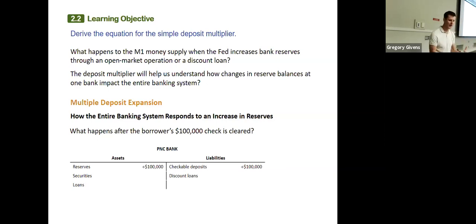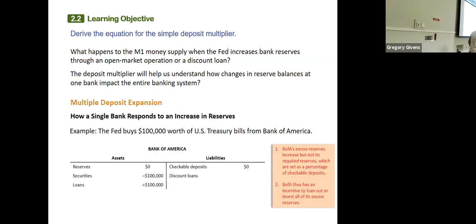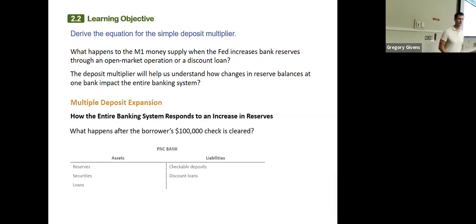Okay, so effectively, what has happened here is that Bank of America originally started with 100,000 worth of low interest securities. And through the process of loan creation, they've transformed those securities into $100,000 worth of higher interest loans. And that expands the money supply because it creates additional deposits within the banking system.